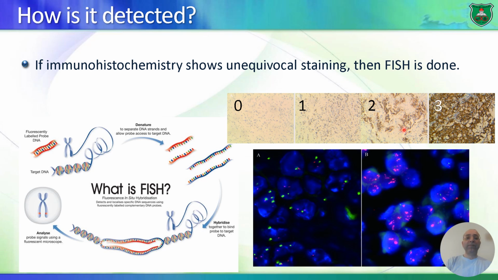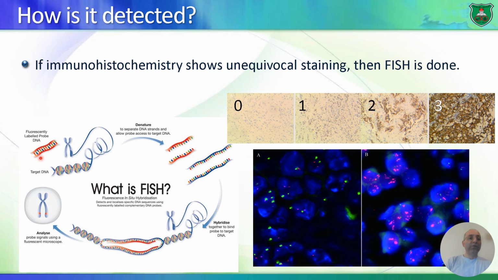Now, if the scoring of immunohistochemistry staining of HER2 is intermediate, what they call equivocal, meaning it's hard to determine if it is positive or negative, and whether targeting HER2 would be the most suitable treatment for this type of breast cancer, then FISH is done. FISH is fluorescent in situ hybridization. I talked about it in the human genome lecture.